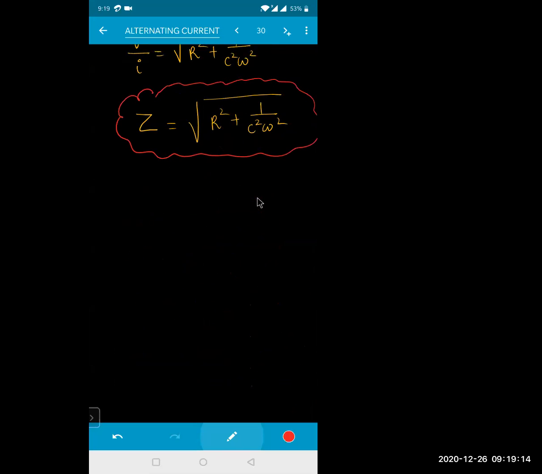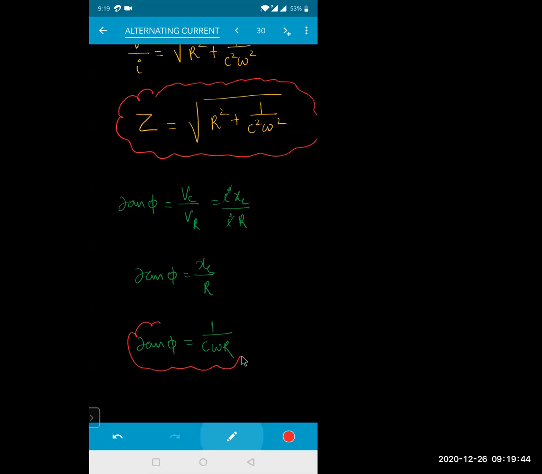Now if I need to calculate the value of tan phi, how do you calculate it? Tan phi will be equal to VC divided by VR. VC is equal to I into XC divided by I into R. I and I get cancelled. So tan phi will be equal to XC by R. Or else I can write tan phi is equal to 1 by C omega into R. So this will be your phase angle. Phase angle is equal to XC by R, or tan phi is equal to 1 by C omega into R.